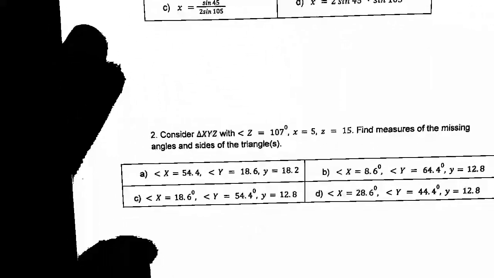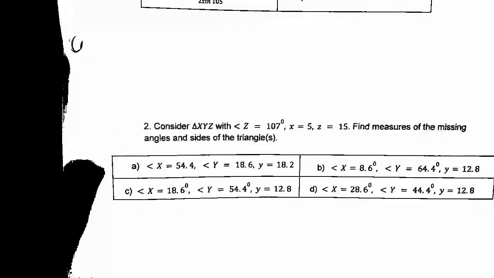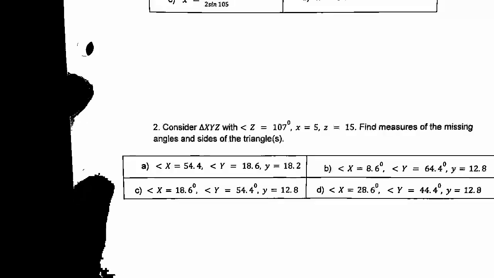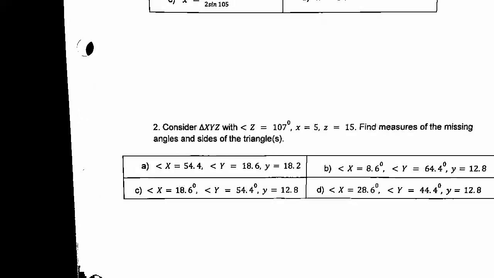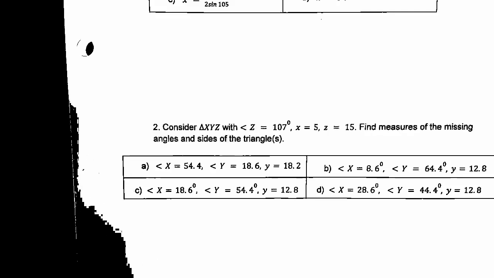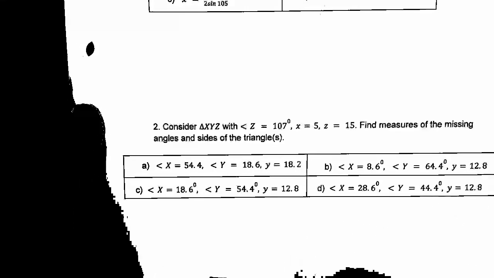Okay. For number 2, consider triangle XYZ with angle Z is 107, X is 5, and Z is 15. So let's draw this out.